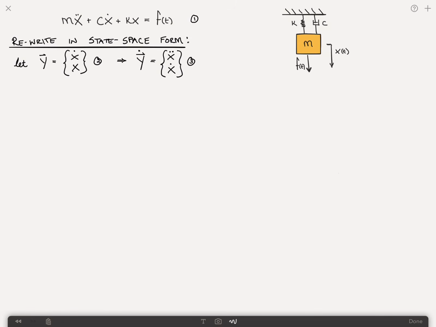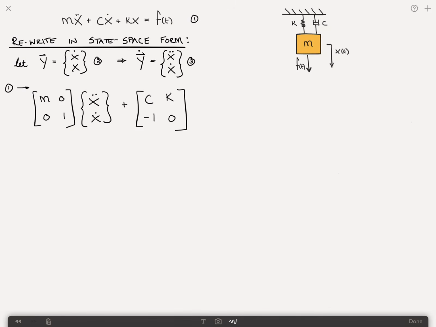So I'm going to rewrite 1 as, let me just write it and then we can talk about it, the matrix m, 0, 0, 1, times the vector x double dot, x dot, plus a matrix here that is c, k, minus 1 and 0, times the vector x dot, x, and that's equal to f of t and 0. We'll call this equation 4.